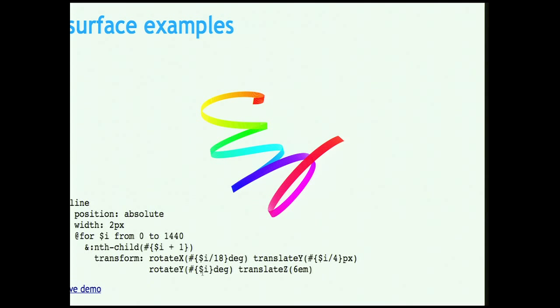And there is going to be another rotate y, which is going to rotate each line. And the translate, which is going to position it, it would be on a circle if we were to ignore the first two transforms. But there are also the first two transforms, which make it a bit of a spiral.